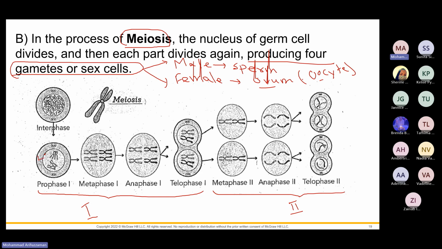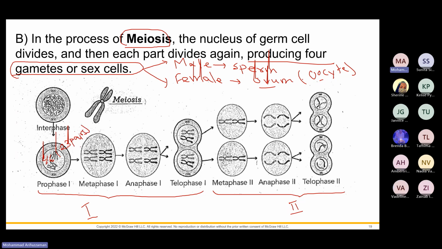Initially, the chromosome number is 46. In human cells, the chromosome number is 46. How can we discuss this chromosome number? 46 or how many pairs? 23 pairs. Because we obtained 23 chromosomes from our father and 23 from our mother. Therefore, there are 46 chromosomes or 23 pairs of chromosomes.